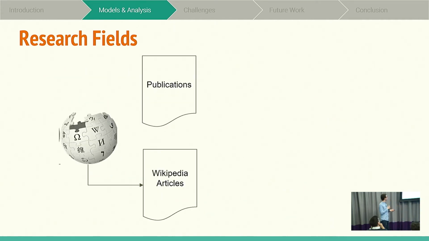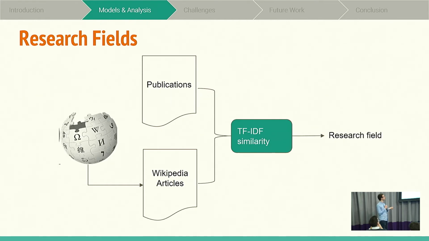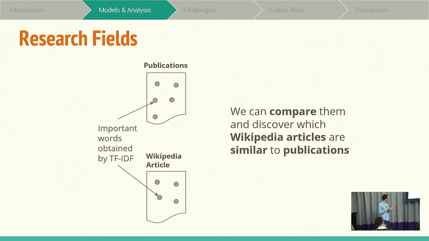Our approach is to compare publications and Wikipedia articles using TF-IDF scores. We retrieve as research field the title of the most similar Wikipedia article. TF-IDF is just a measure of the importance of a word in a text. Because of this, it's really easy and really fast to compute.